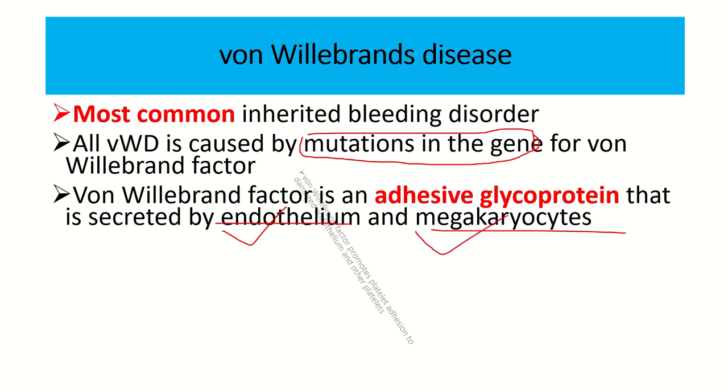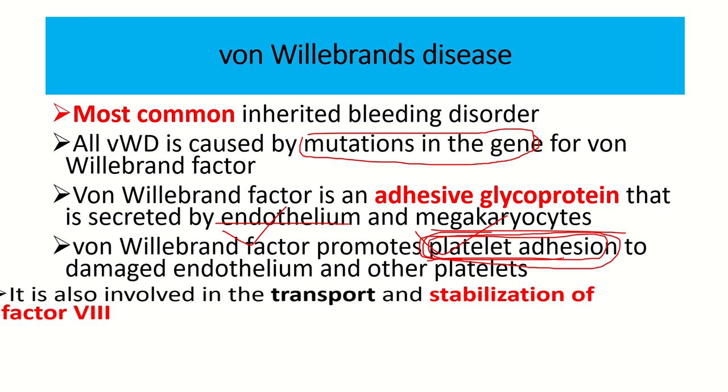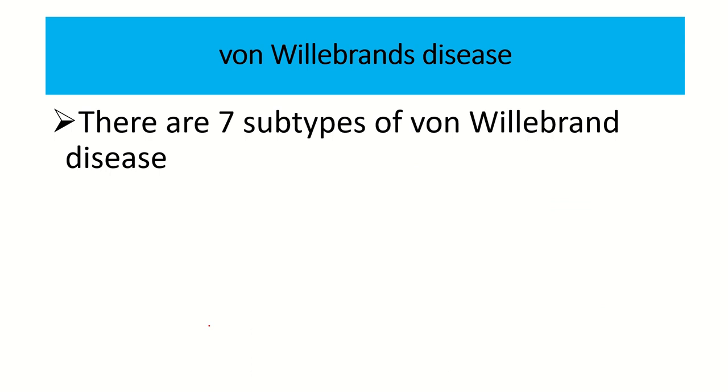from the megakaryocyte. Then von Willebrand factor promotes platelet adhesion to damaged endothelium. So it is the first step that platelet adhesion occurs in the injured area by this von Willebrand factor, which is released from the injured endothelium. And when platelet adhesion occurs, then a few steps follow, and finally coagulation is activated. And it is also involved in transport and stabilization of the factor 8. So this is the main point, that factor 8 is stabilized by this von Willebrand factor.